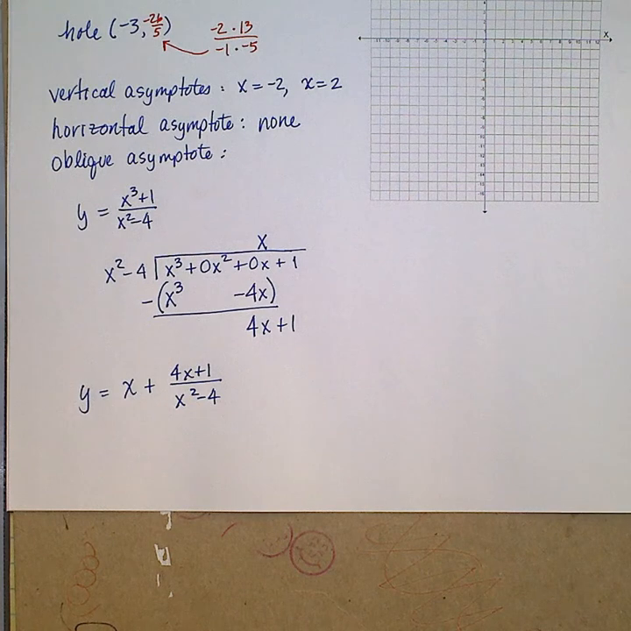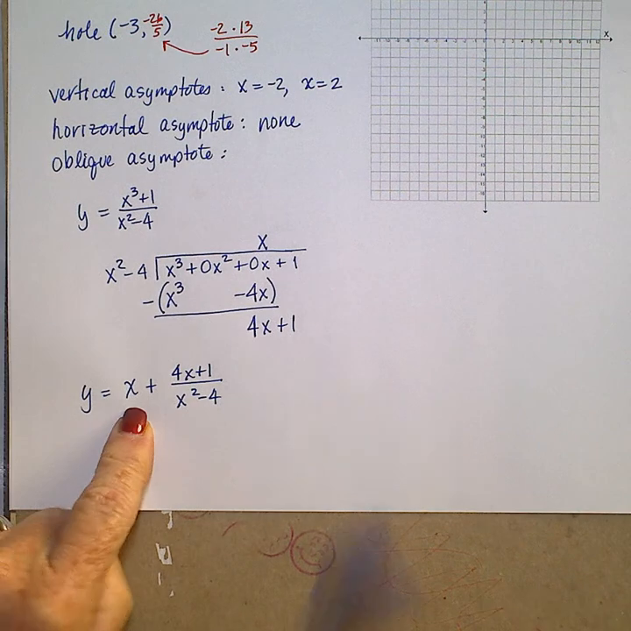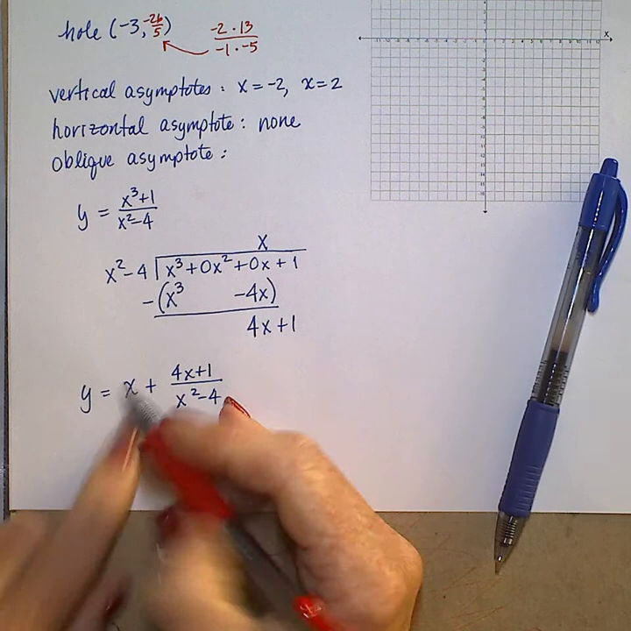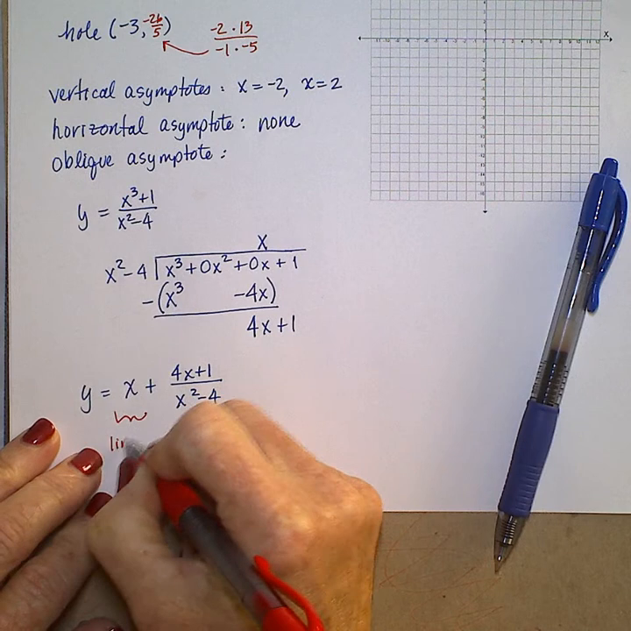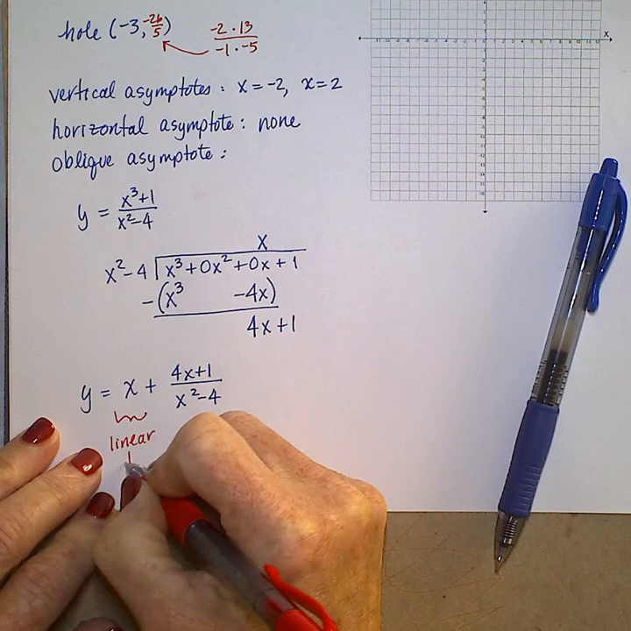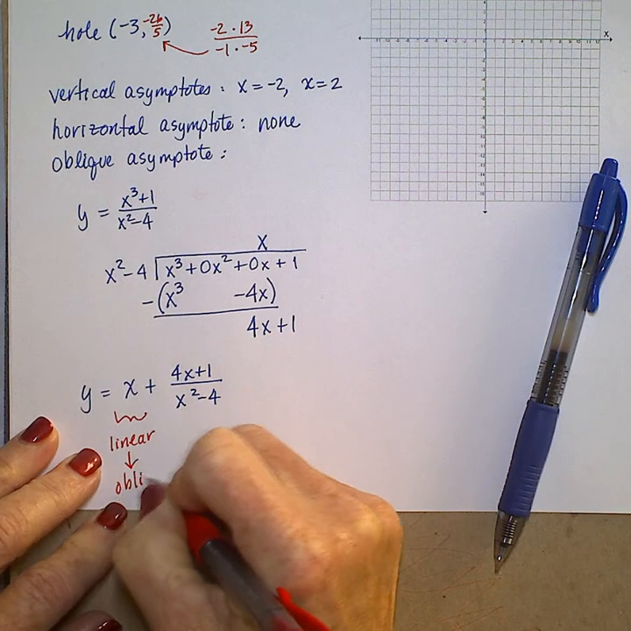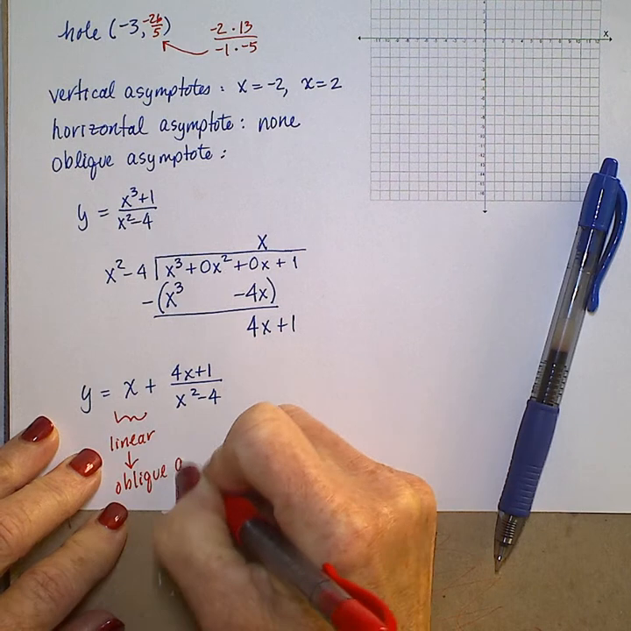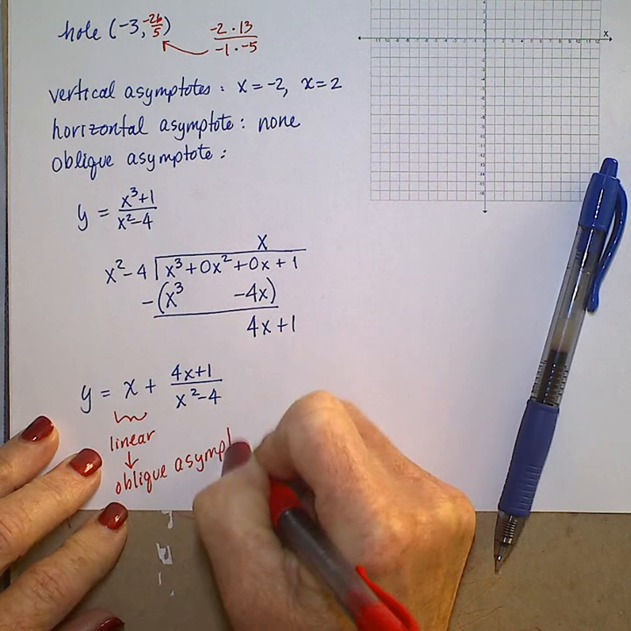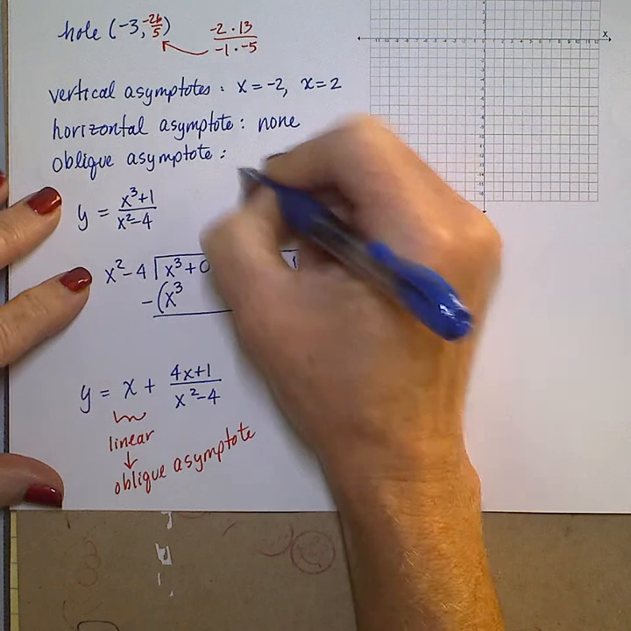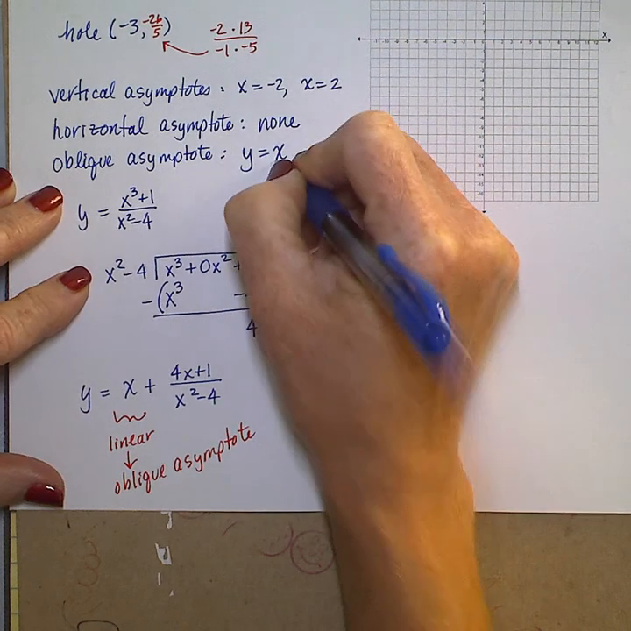So where's our oblique asymptote? Y equals x, right there. That's the oblique asymptote. That's linear, so we know it's an oblique asymptote. And that oblique asymptote then is just y equals x.